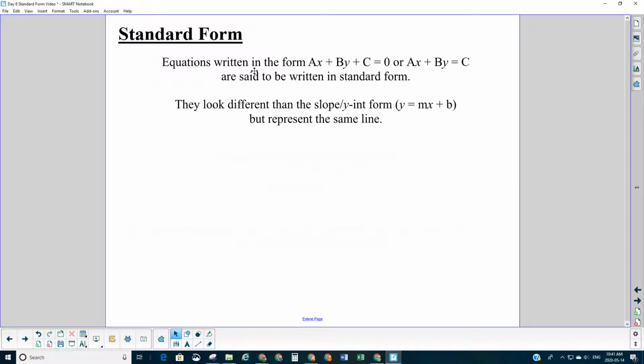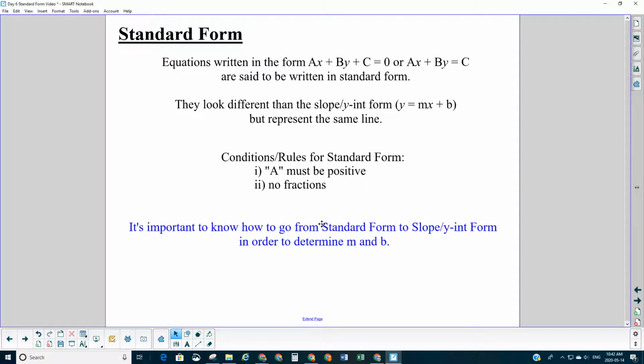Now, when you write something in standard form, there are some conditions or rules for standard form. A has to be positive. This is just a notation that mathematicians have agreed on, that the coefficient in front of x has to be positive, and there can't be any fractions. We're not going to spend too much time on these rules or putting it in standard form.